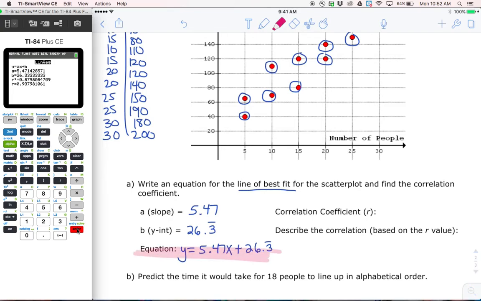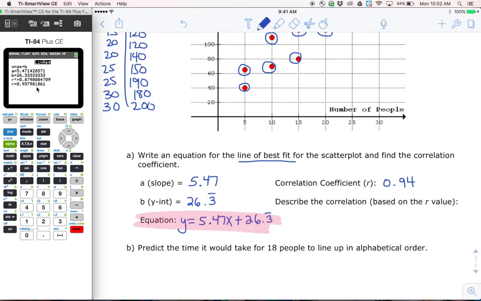So we definitely need to be able to find the equation. Now, what is the correlation coefficient? What is R? Well, R is this value down here. So we got 0.9, I'll round up to 4. Describe the correlation. Y'all, it is close to 1. So we're going to say a strong correlation, right? And it's positive, so I'm going to say strong positive correlation.